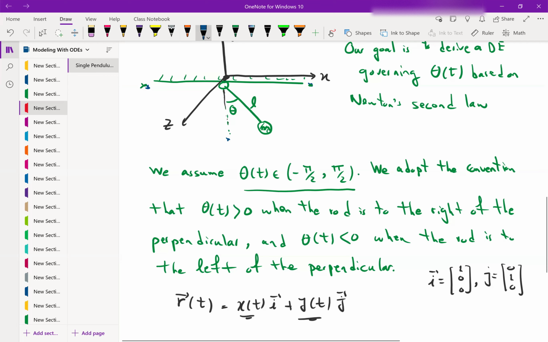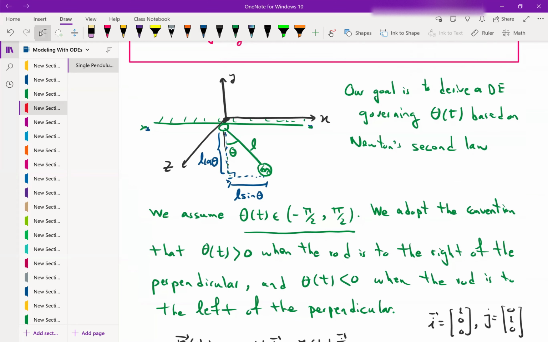Let me use a different color. This triangle here. So this is your x coordinate, and in this right triangle, we will see that the x coordinate of the mass is exactly L sine theta. And of course, theta is a function of time itself. The y coordinate of the mass, the length of this segment is L cosine theta. However, since it is in the negative y direction, the y coordinate will be negative L cosine theta.